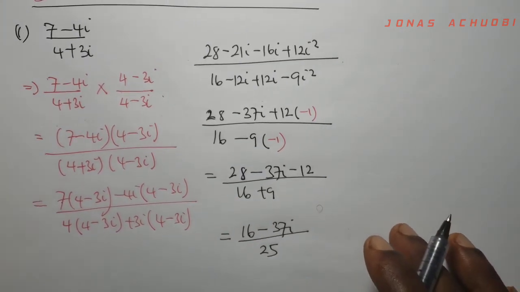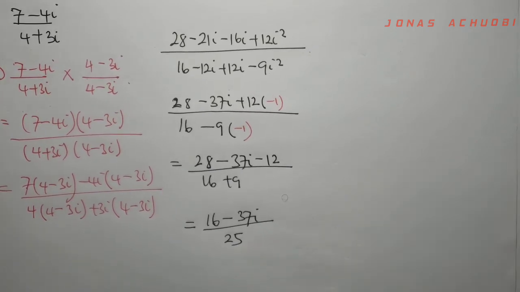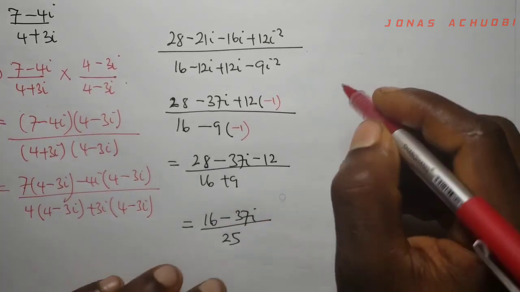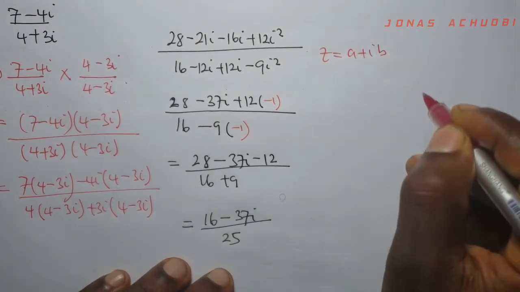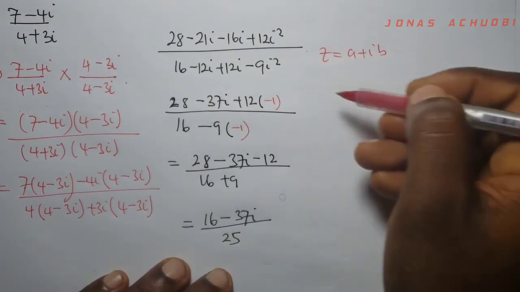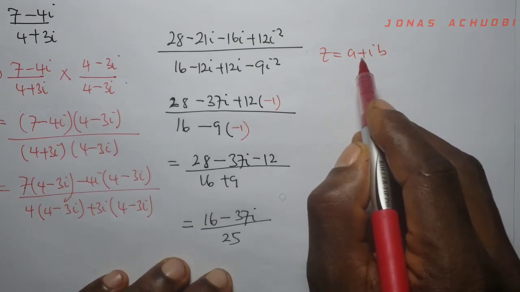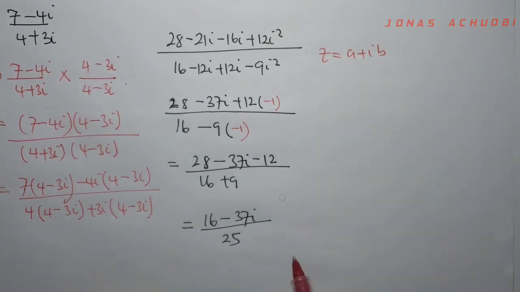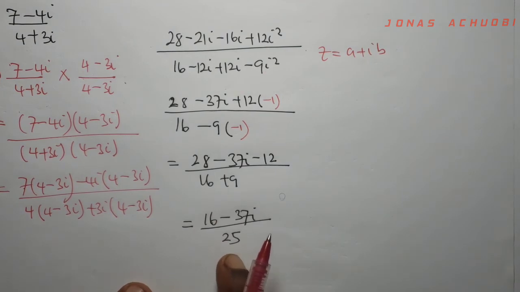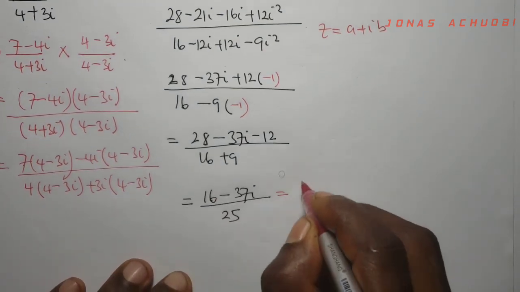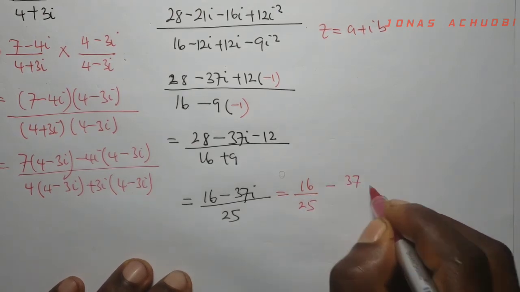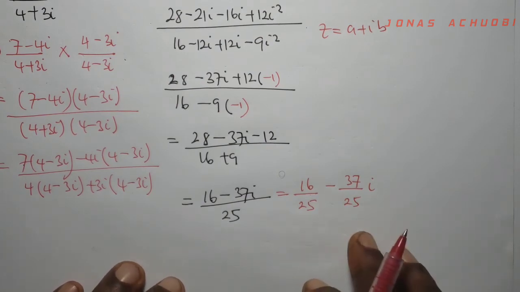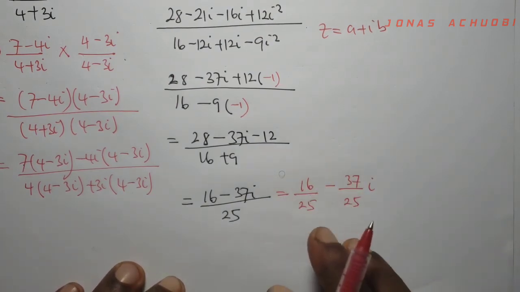We're asked to leave the answer in standard form. Now, what is our standard form? If you recall, we said that the complex number z is written as a plus ib, or if you like, a plus bi. This is standard form, where we have the real part plus the imaginary part. So to write the solution in standard form, this is equal to 16 divided by 25 minus 37 divided by 25i. In this manner, it is written in standard form.